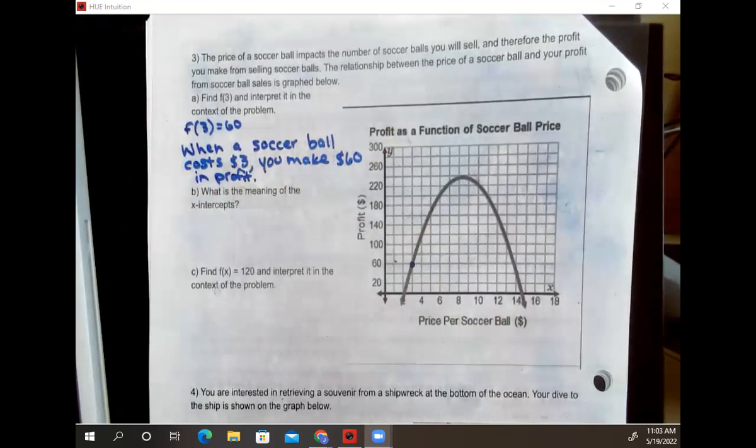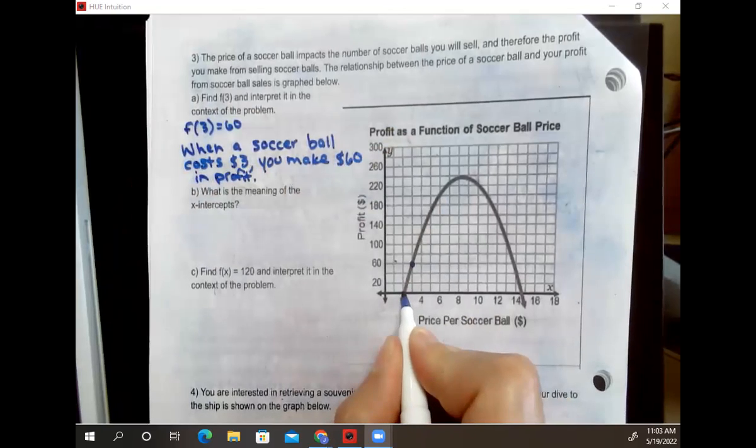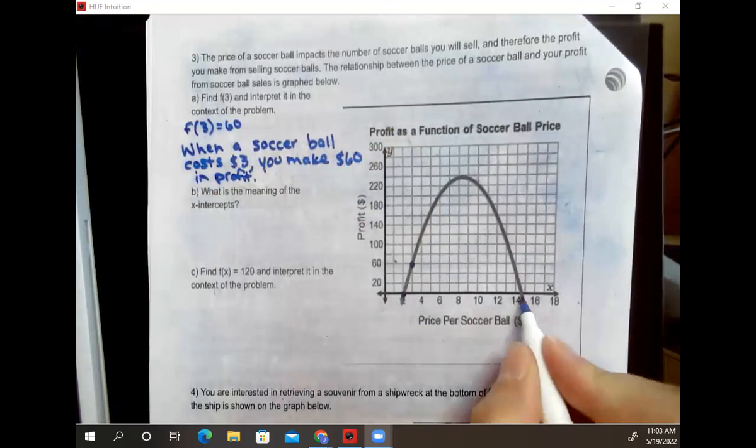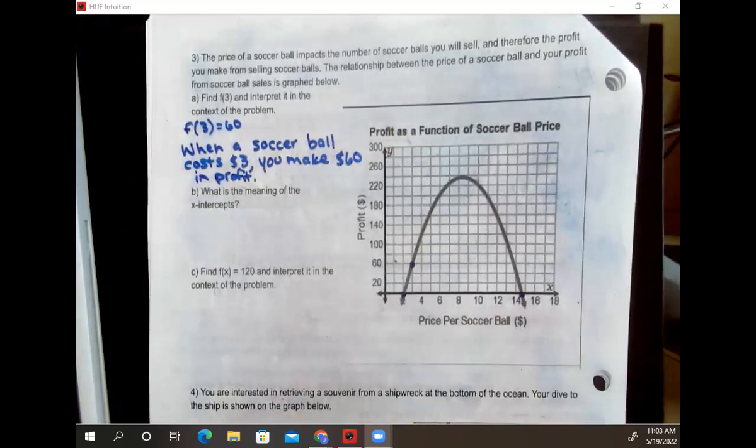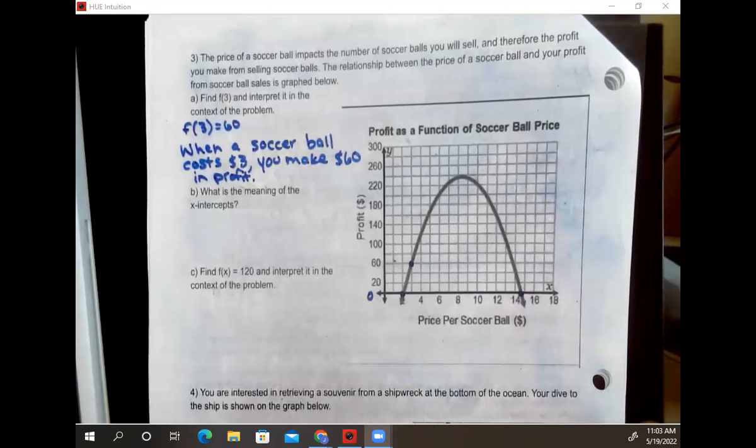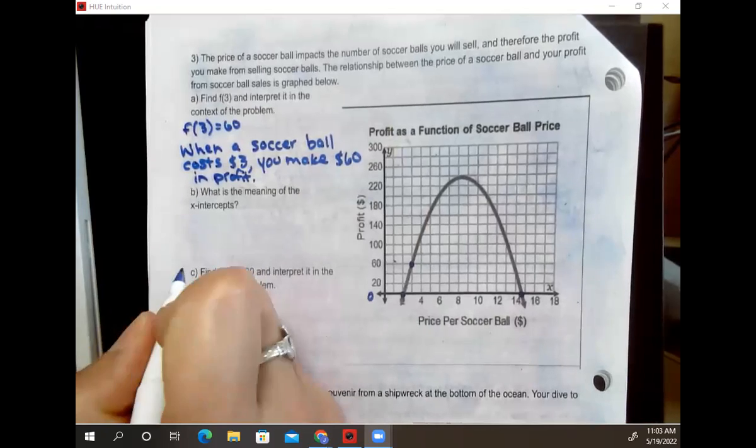For B, we're asking about the x-intercepts here. So right here looks like maybe just a hair over 2. And then over here between 14 and 15. It actually didn't ask me what they are. It just asked me what they mean. So it saves me having to estimate this one at least. But this would be the price of a soccer ball that results in a 0 profit. So this is the amount I could charge for a soccer ball that would let me break even. Break even means I'm not losing any money, but I'm also not making any money.